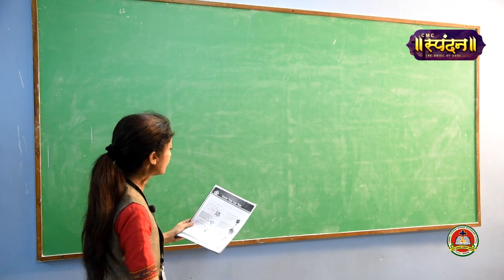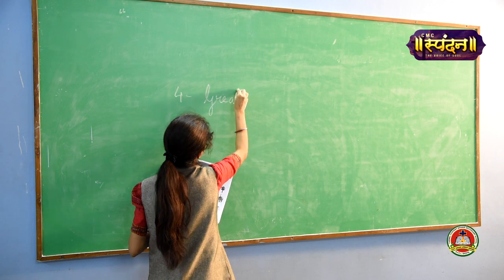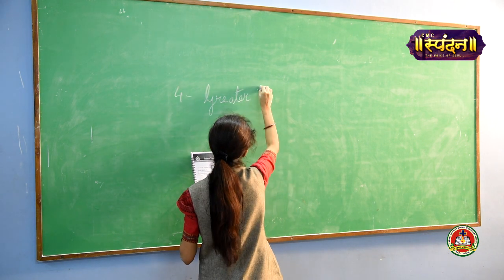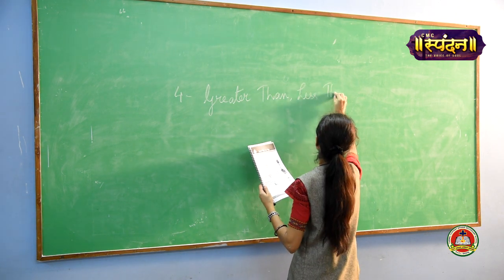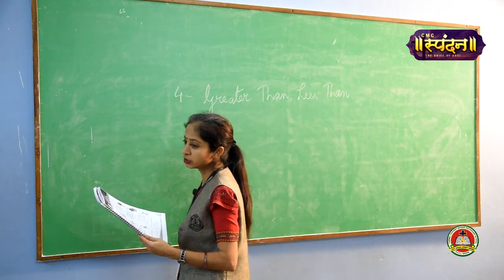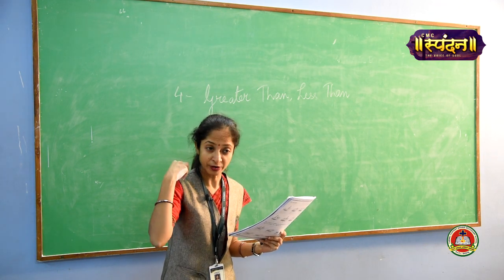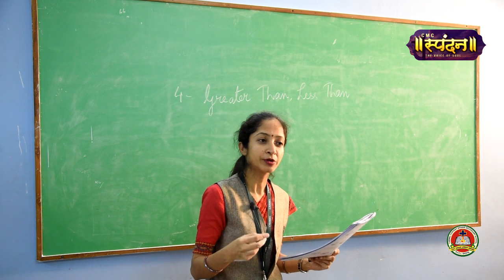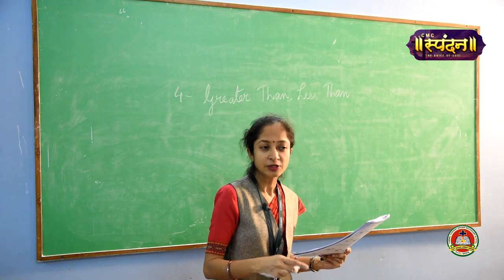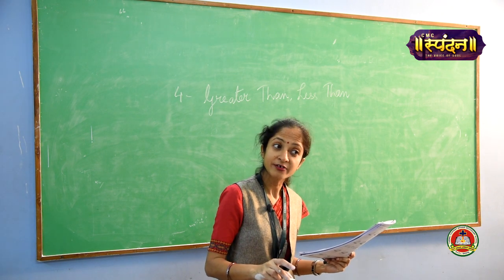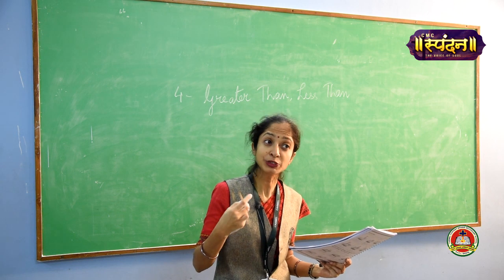Now coming to lesson 4, the name of the lesson is greater than, less than. What do you mean by greater? Greater matlab bada and less than matlab chota. Now when we count numbers 1, 2, 3, 4, what does it mean? That when we are moving forward, the numbers are also getting big. 2 is bigger than 1, 3 is bigger than 2, 4 is bigger than 3. So as we move forward, the numbers are going big, but as we move back, the numbers are going small.